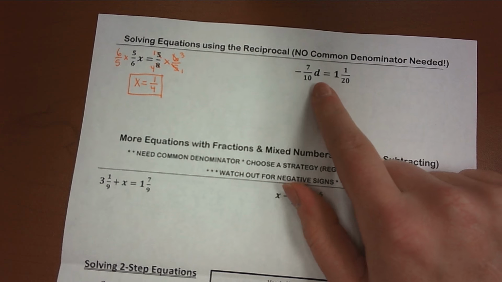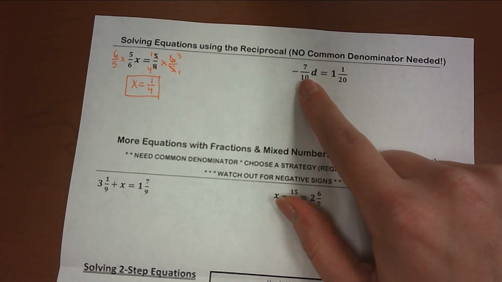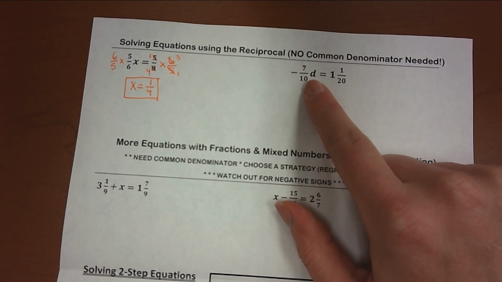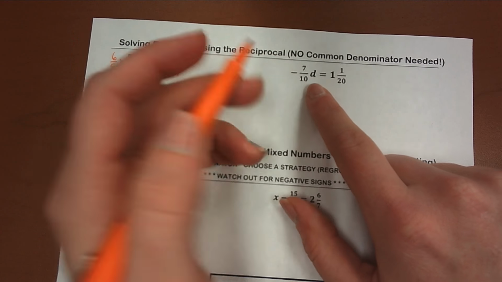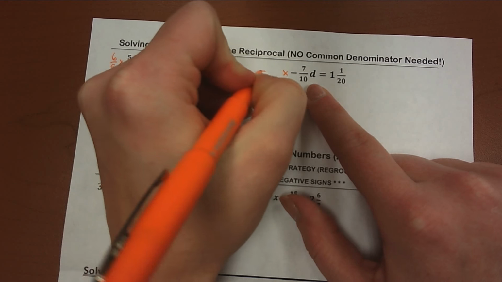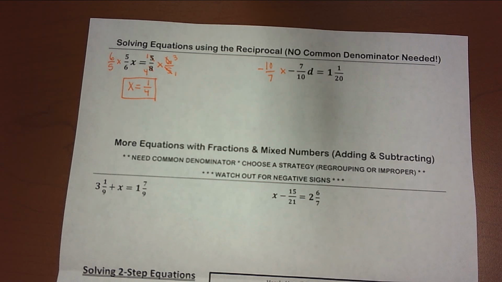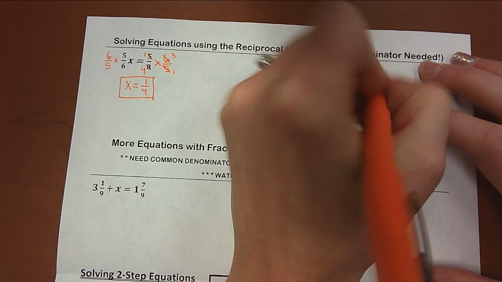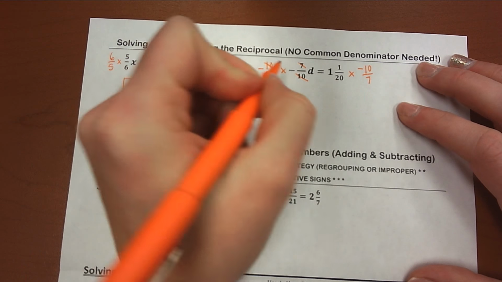On this next one, we've got -7/10 times d equals 1 and 1/20. When we see a fraction next to a variable, we know it's showing multiplication, which the inverse of multiplying is dividing. So I could divide both sides by -7/10, or we know that dividing by a fraction is really the same thing as multiplying by its reciprocal. So I recommend jumping straight to multiplying by the reciprocal here. And so I'm going to do that same thing to the other side, multiply by -10/7. The 10 and the 10 cross-reduce here, the 7 and the 7 cross-reduce here, and a negative times a negative is a positive d.